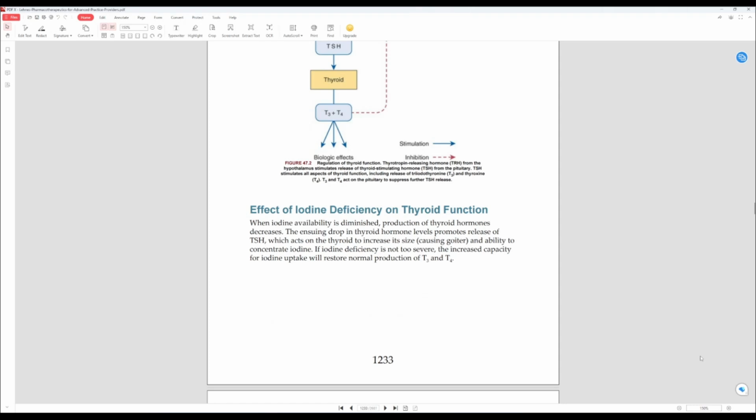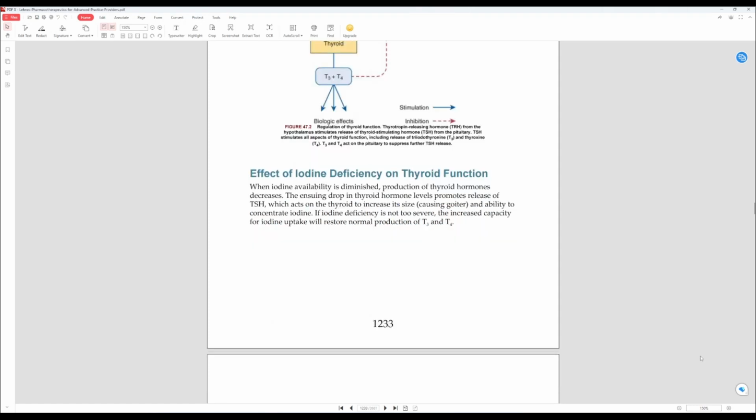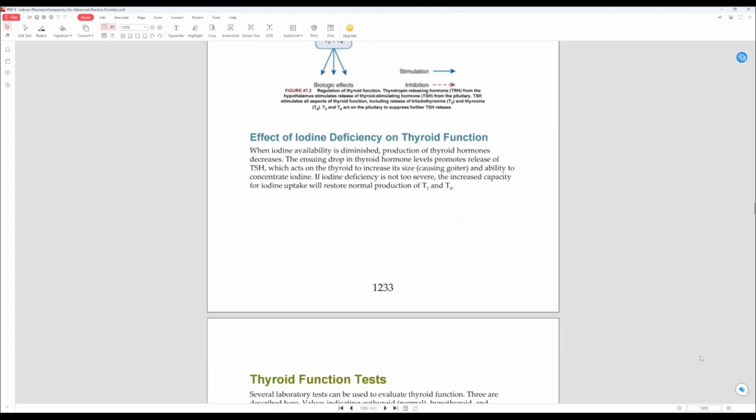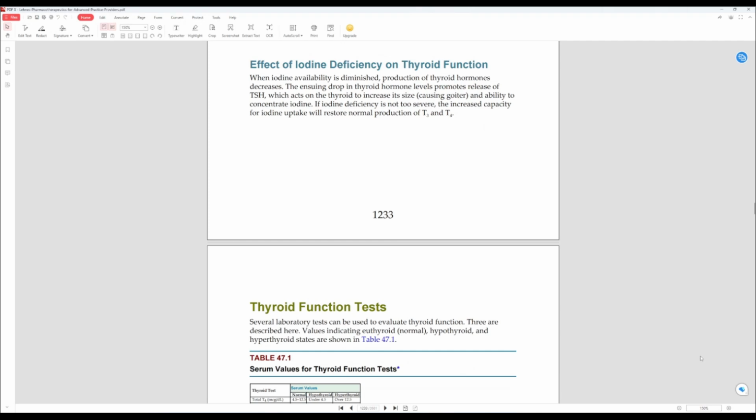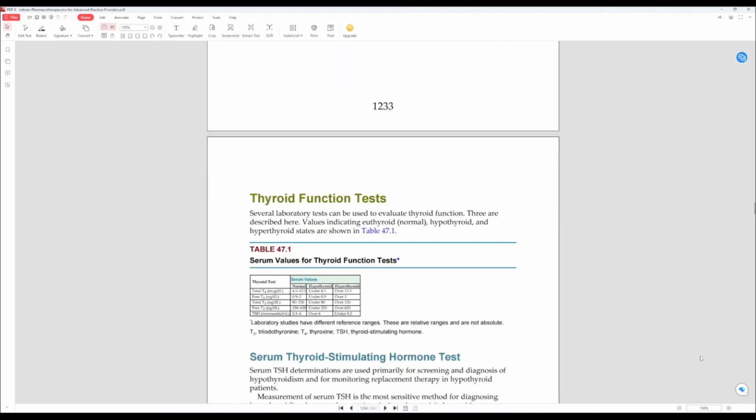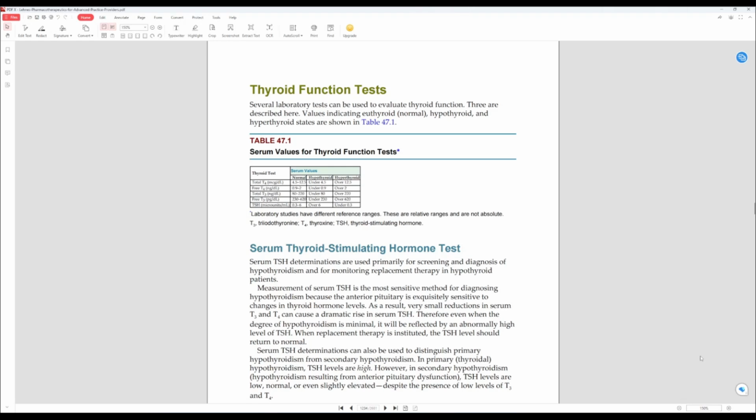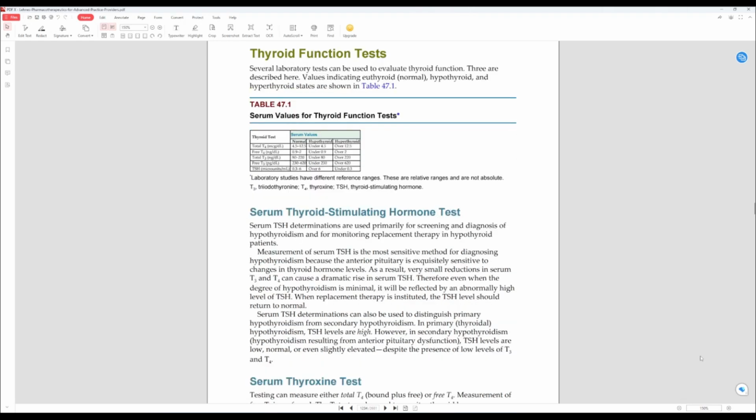Effects of iodine deficiency on thyroid function. When iodine availability is diminished, production of thyroid hormones decreases. The ensuing drop in thyroid hormone levels promotes release of TSH, which acts on the thyroid to increase its size, causing a goiter and increasing its ability to concentrate iodine. If iodine deficiency is not too severe, the increased capacity for iodine uptake will restore normal production of T3 and T4. So that leads us to the thyroid function test.